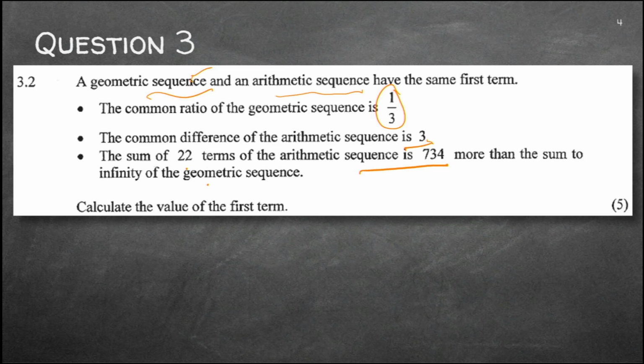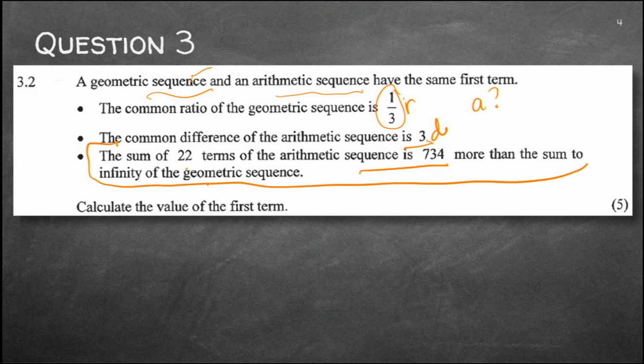Calculate a. So very important, we do have r and we do have d. A is the actual question about. The whole equation will be based on this last sentence. So if I were to compare arithmetic to geometric, let's do it like this first. I would say the sum of the first 22 terms equal to sum to infinity.